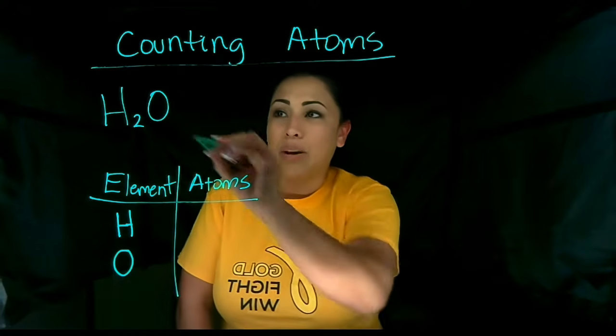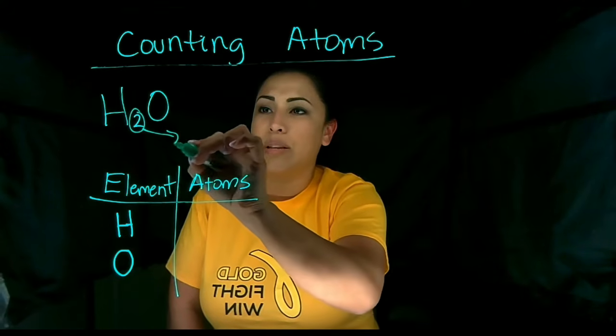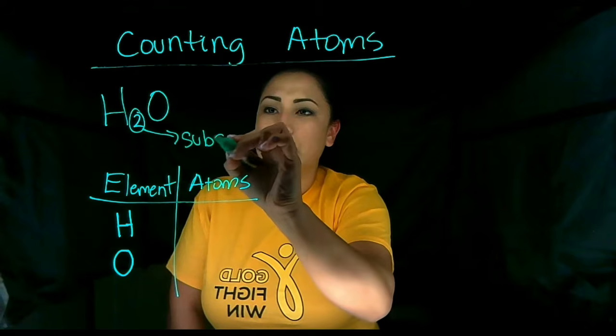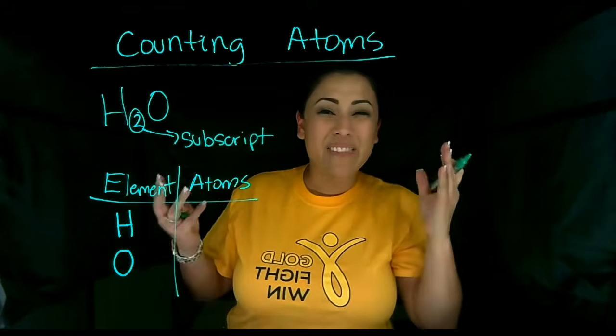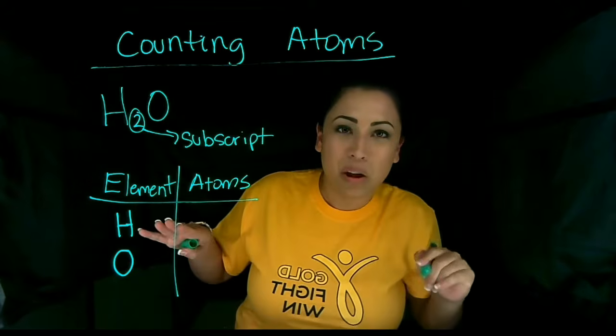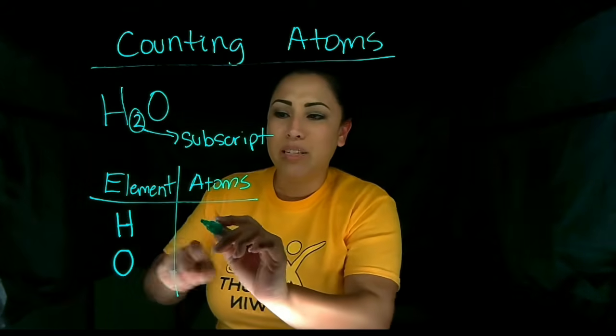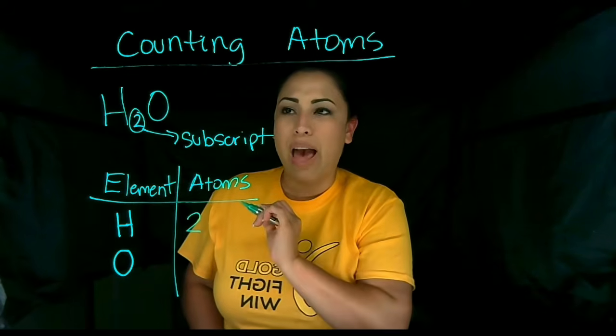Now our next step, we're going to list our subscripts. So this number right here is called a subscript. Can you say that with me? Subscript. I think of it like a submarine. It's down below. So for our H, we're going to write a number 2 for our atoms.